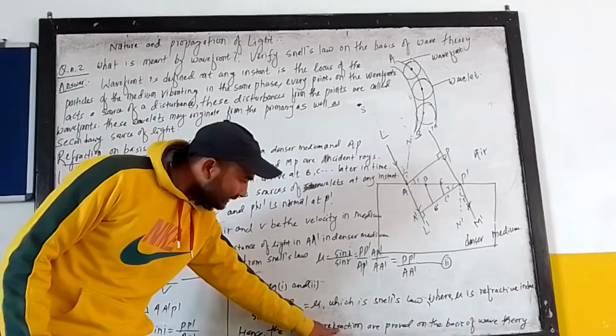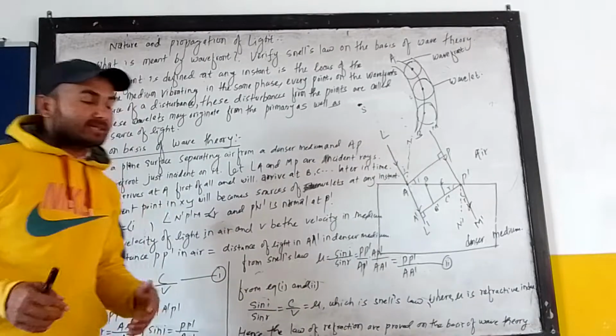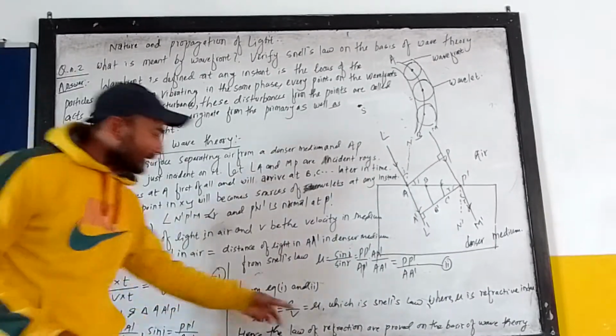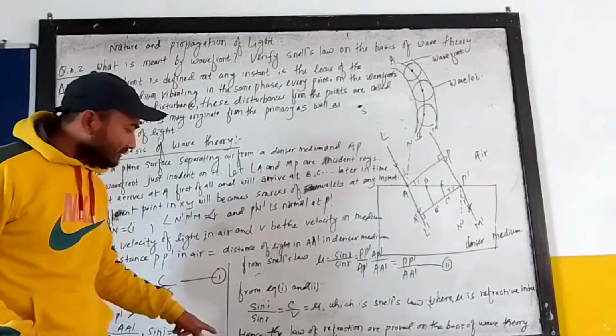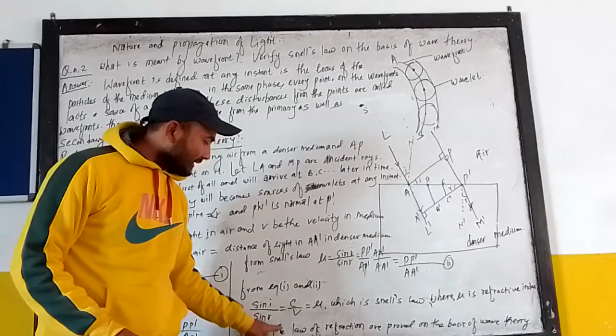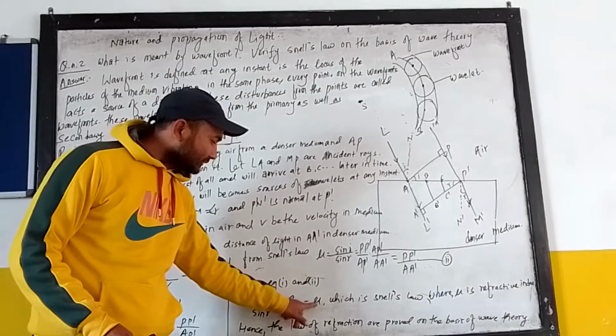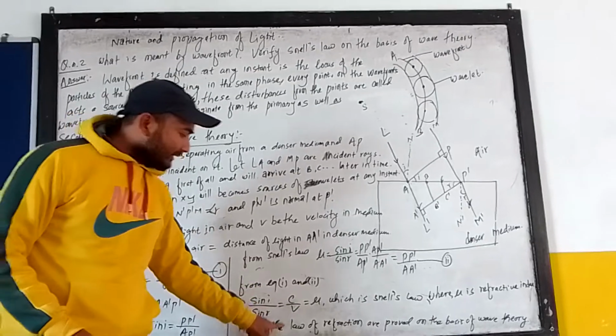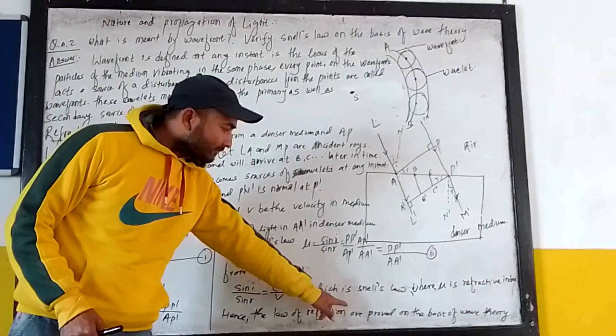refraction. Reflection means light strikes the medium and comes back to the same medium. Refraction means light goes inside the medium. So you can see here this is Snell's law. Hence, at last, we have the expression mu equals C by V equals sin I upon sin R, which is the law of refraction.